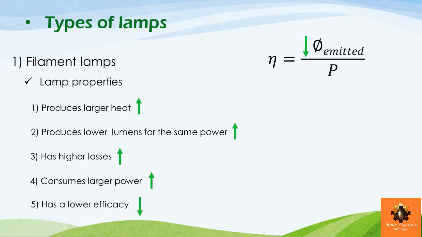So when the lumens are small and the total electric power is large, we will find that this is because the lumens is low and the heat emitted from the lamp is high. So all of those properties will produce a lower overall efficacy, as you see.